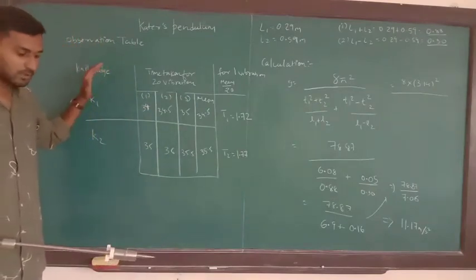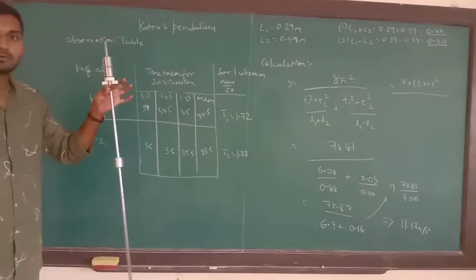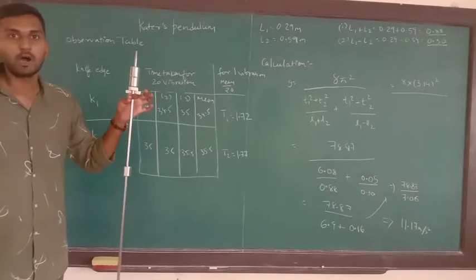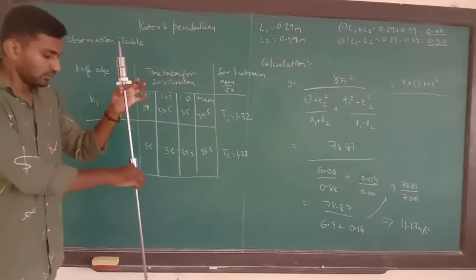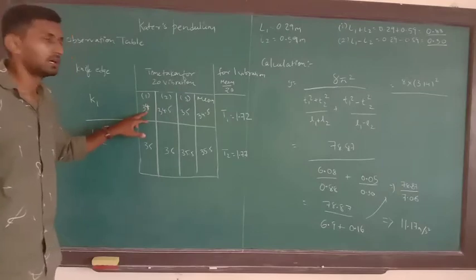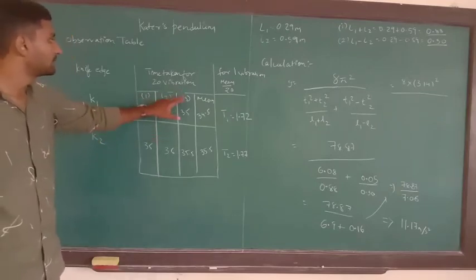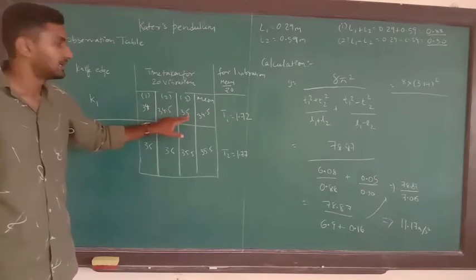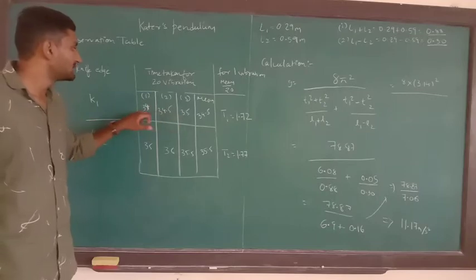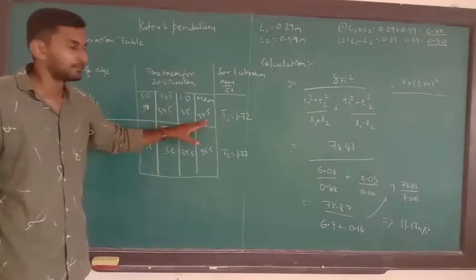Now, the observation table. What will we do? We will put this pendulum like this and count the vibrations up to 20, and see how much time it will take. So for 20 vibrations, the first time period will be 34. For the second time period it is 34.5, and for the third it is 35. Now we will take the mean of all these three observations, which results in 34.5.